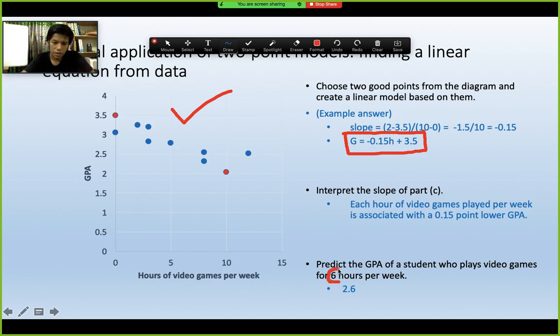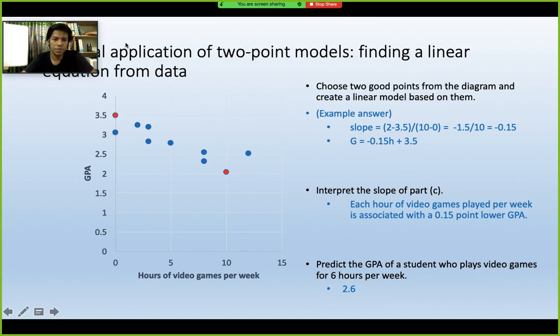So in this math, if someone plays 6 hours, that means here h value is 6. So your math will be minus 0.15 into 6, because 6 hours, then plus whatever it is, this is 3.5. Then you just do the calculation, and the answer is 2.6. This is the answer. So once you have this model, you can actually do the other calculation. This is how a model helps us.